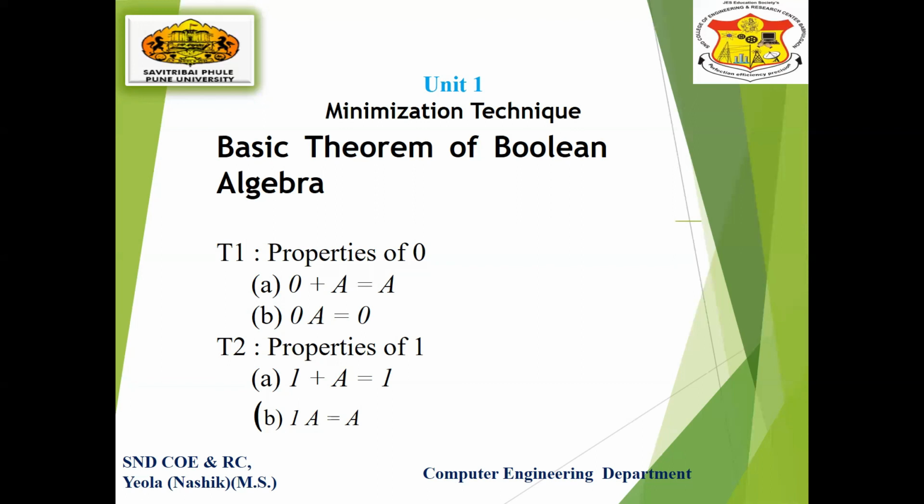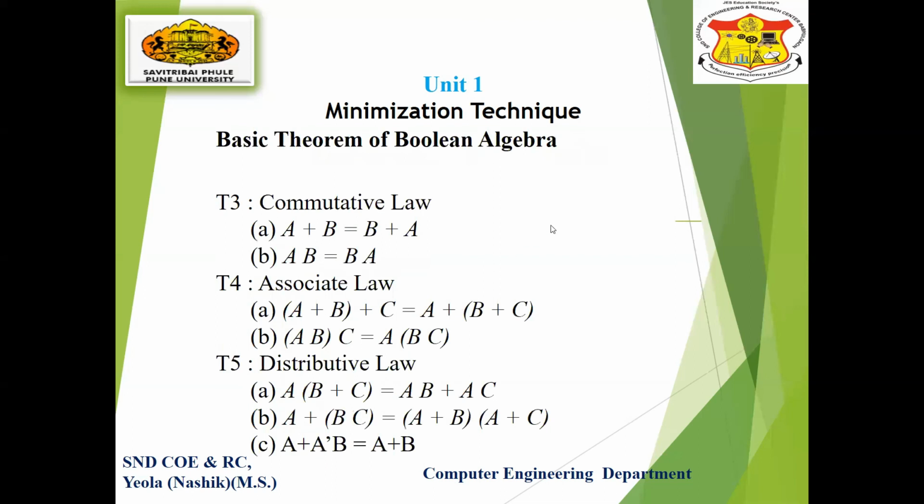The first property is the property of zero, that is zero with any variable. With an OR operator, it should be A. But when you go for the AND operator, zero with respect to that variable should be 0. Then we go for the properties of 1. With 1 along with that variable using OR, the output should be 1, and when 1 is along with the AND operator, A and 1 should be A. These are very important properties whenever you are considering your Boolean function.